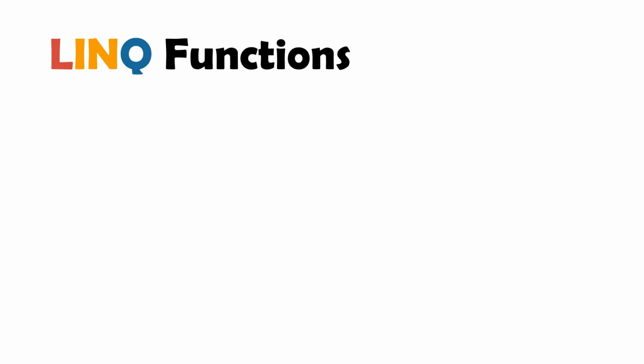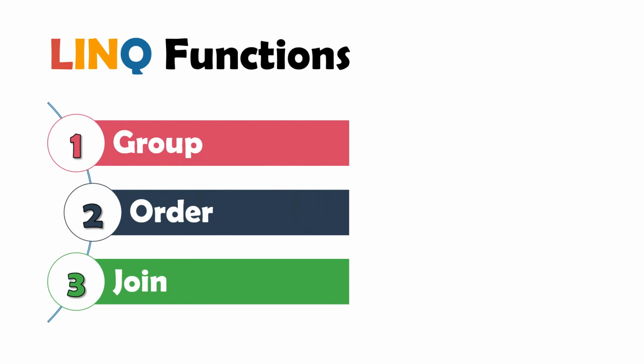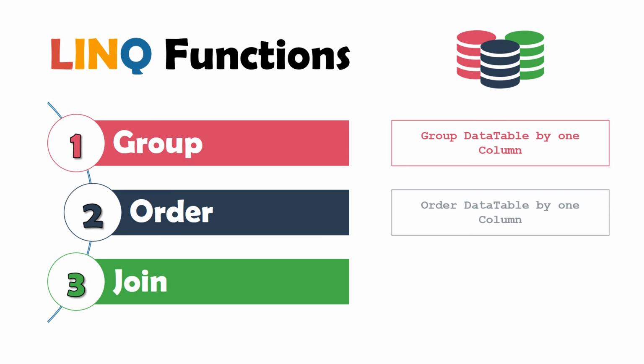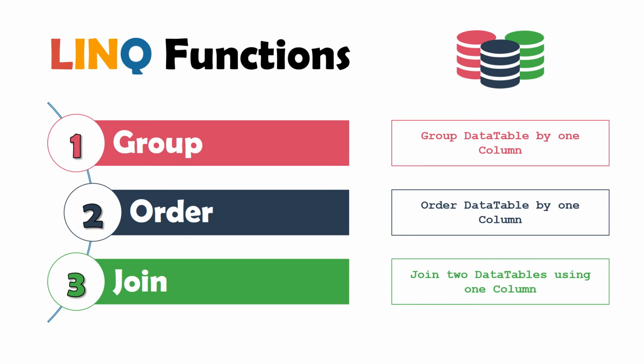Now I will show you the most used functions in LINQ. These are group, order, and join. I will explain these functions using examples on data tables. For group function I will show you an example, how to group a data table using one column. This helps us to get the unique rows from a data table for example. For order function I will show you an example, how to sort a data table using one column. The sort can be ascending or descending. For the join function I will show you an example, how to join or merge two data tables using one column. Are you ready, Lisa?